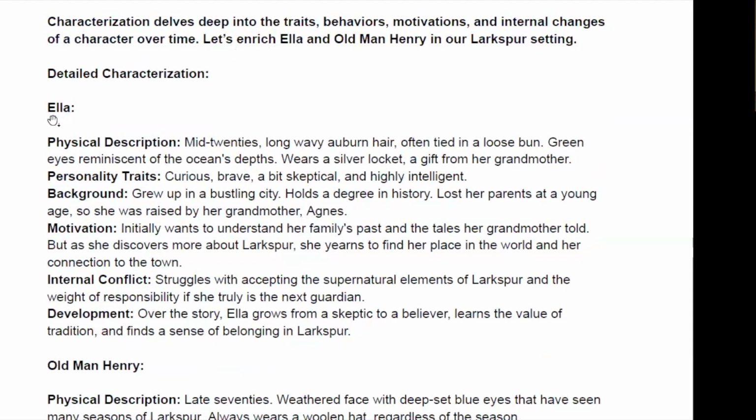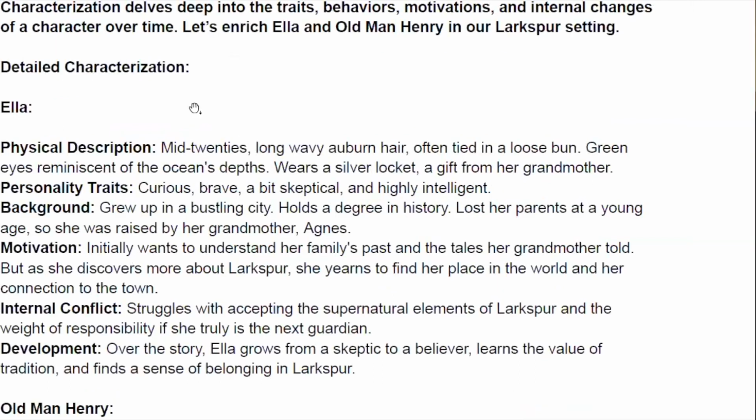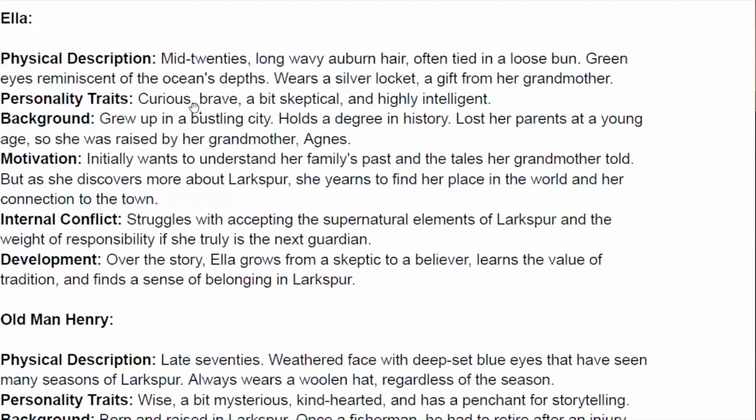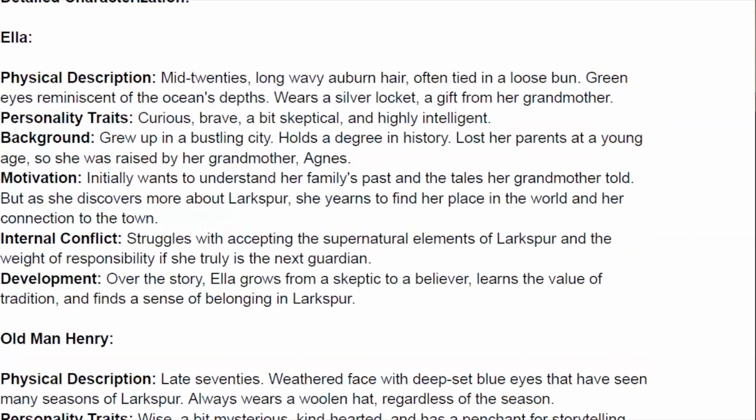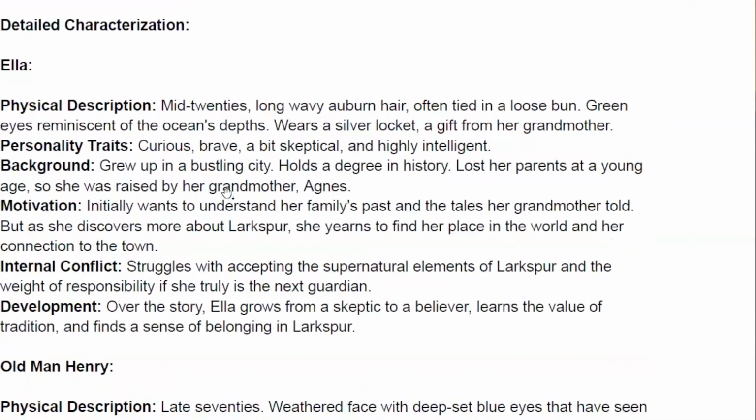the character Ella. I start with physical description, so what she looks like. Let me zoom in a little more. She's in her mid-20s, so she's fairly young. She has long, wavy auburn hair, often tied in a loose bun, so her hair is up. She has green eyes, reminiscent of the ocean's depths. She wears a silver locket, a pendant that's silver, and it's a gift from her grandma.